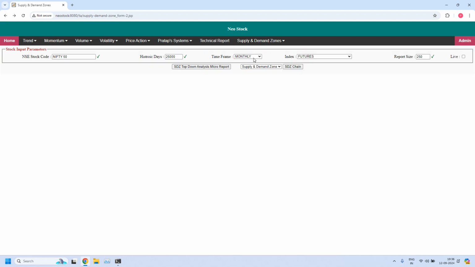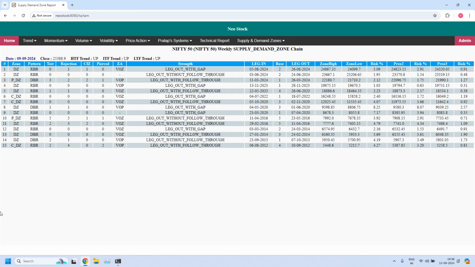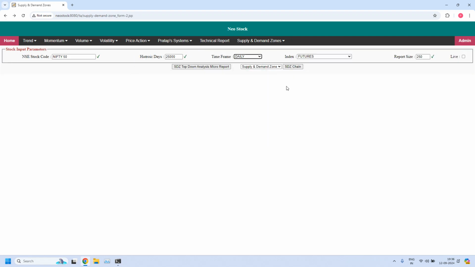Okay, and the next time frame is weekly. I am generating weekly supply demand zone chain for NIFTY. Next time frame is daily, generating daily supply demand zone chain for NIFTY.